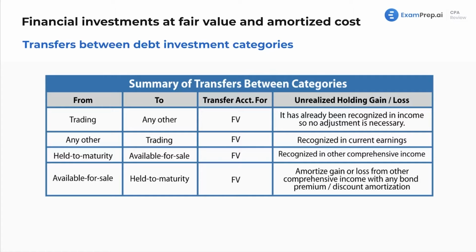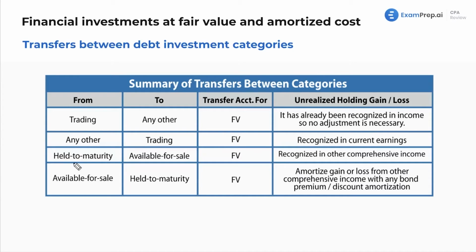Now, here's transfers between different debt categories. It's pretty much the same as before. Let's say we have a trading security and now we want to reclassify it as available for sale or held to maturity. It's already been recognized in earnings, net income, so no adjustments necessary. If we go from available for sale or held to maturity to trading, we recognize this gain or loss in current earnings, right? Which is what we do for trading.